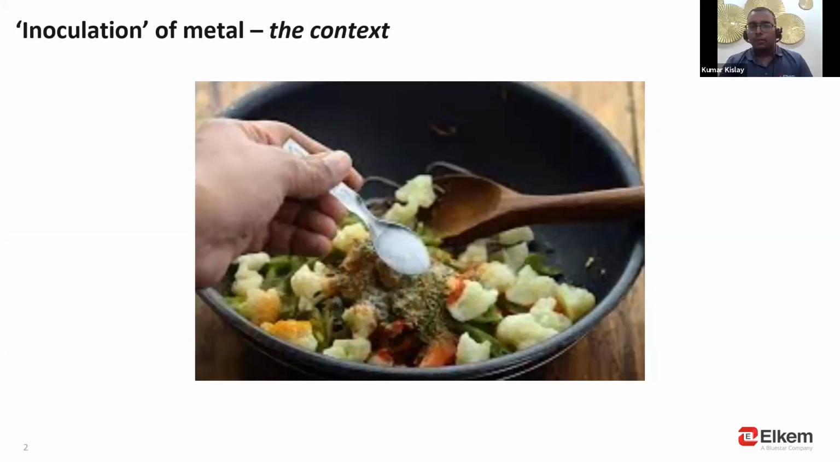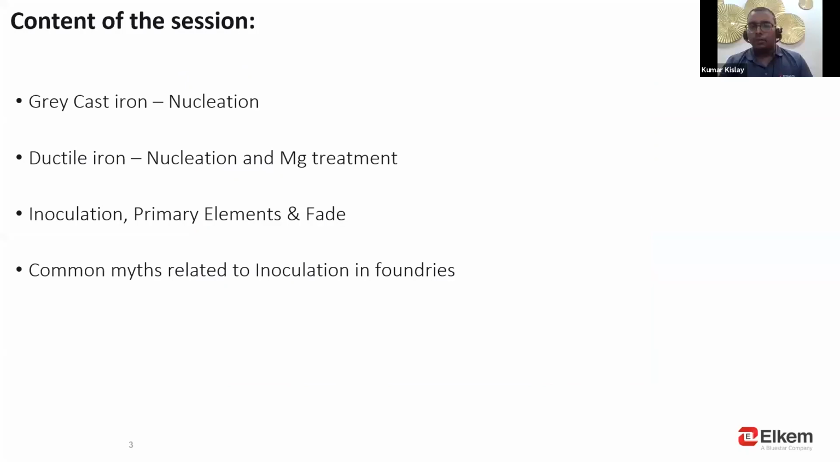The session will have the following content. We'll talk initially about gray cast iron nucleation, ductile iron nucleation, and a bit of magnesium, though I will not go into magnesium because it is not part of today's session. Then inoculation fade, and the impact and application of different elements. Thanks to Mr. Manish, who has already talked a bit about it. We'll also bust some of the common myths related to inoculation in the foundry today.